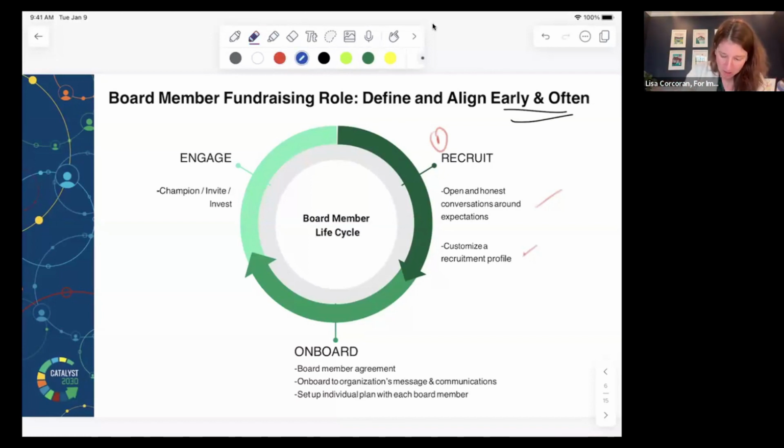Step two, in the onboarding process, we need to align around our fundraising hopes at that point too, right? And so a couple ways to do this. One that I love, and some of you might already have this, is a board member agreement. So when you're onboarding new board members, or for those current board members, if you don't have this already in place, you might want them to sign a board member agreement. All right, and I'm going to pull one up in just a second to show you an example.